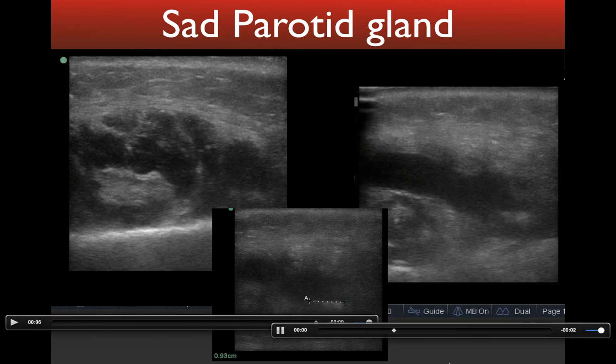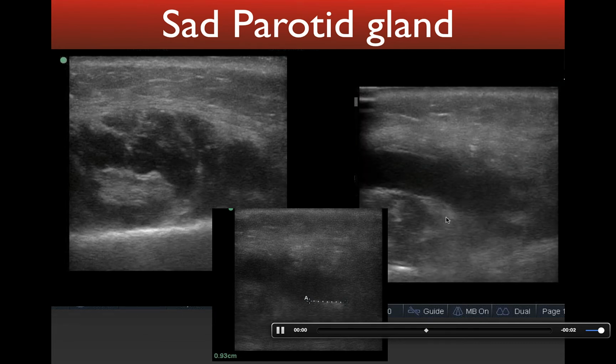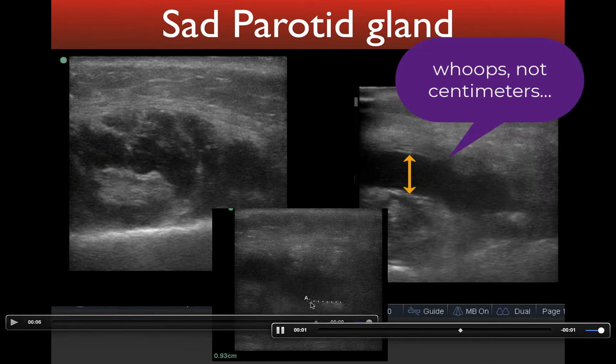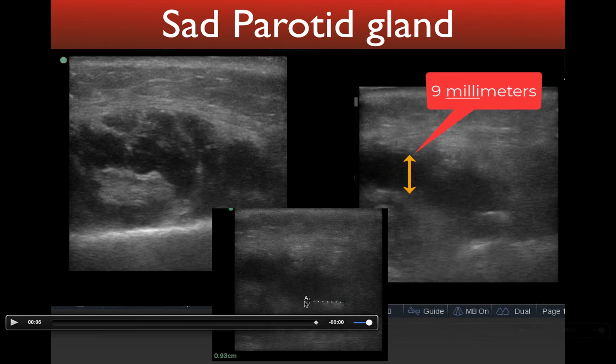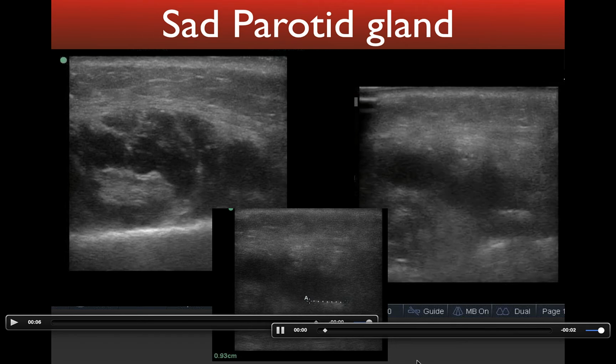Down here, you can actually measure it. You can measure the duct itself. This duct was 9 centimeters. And down here, on top of my little play bars, you can see the stone, and it's measured out as 0.9 centimeters.